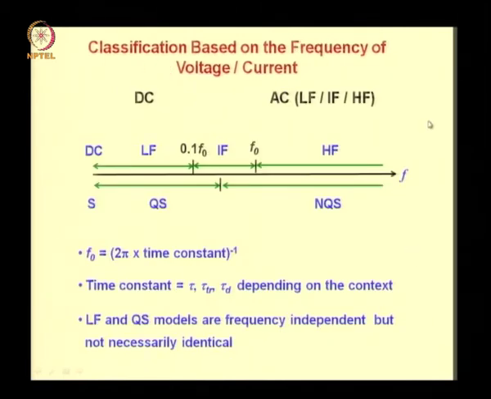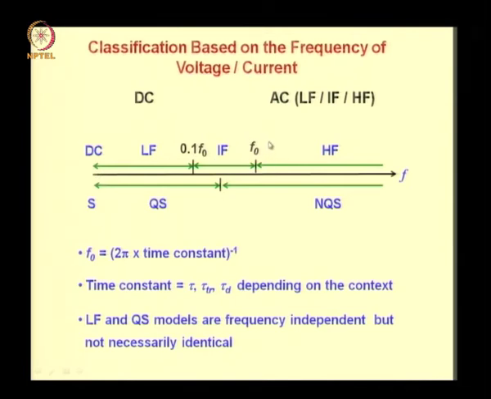Next, we considered classification based on the frequency of voltage or current. The classification was DC and AC, where AC can be further classified into low frequency, intermediate frequency and high frequency as shown in the diagram. Since this is a logarithmic scale of frequencies, the DC or static models can only be represented for f equal to 0, which will be located at minus infinity, and that is why these arrows are shown to be extending towards minus infinity.